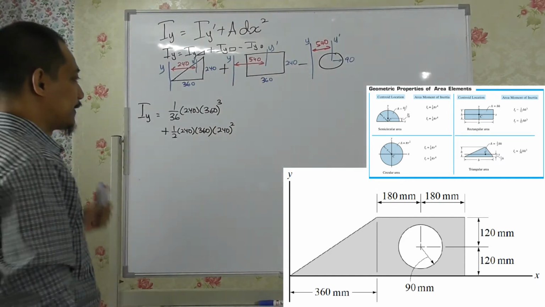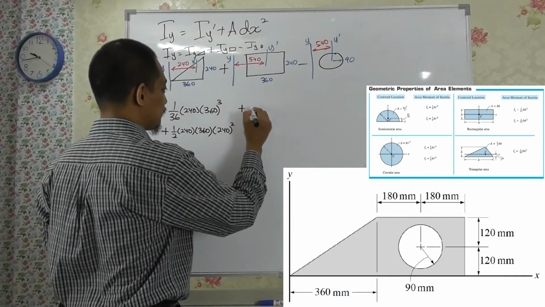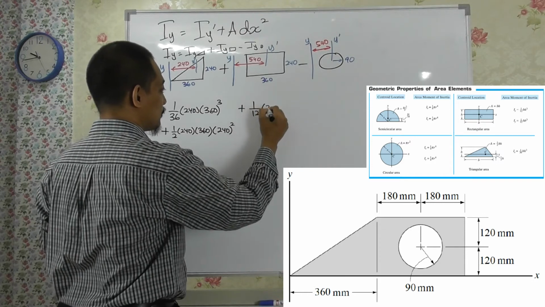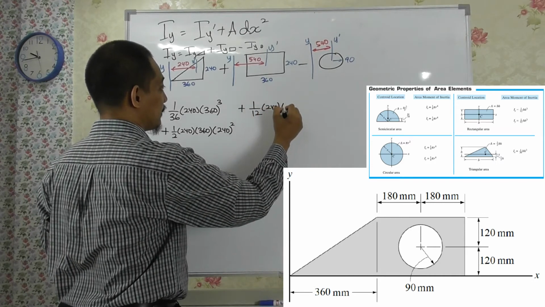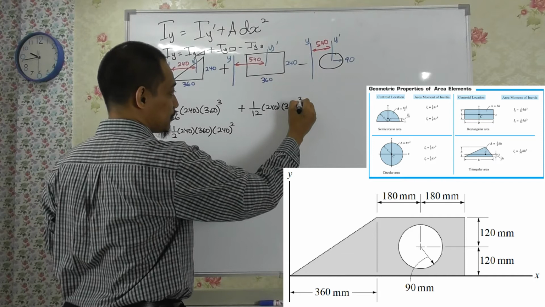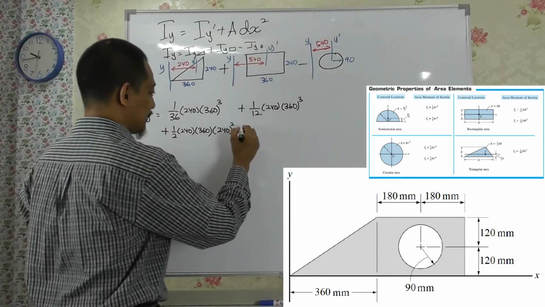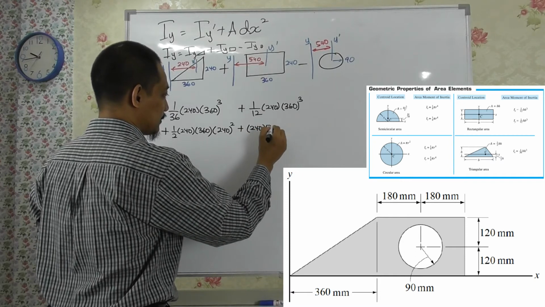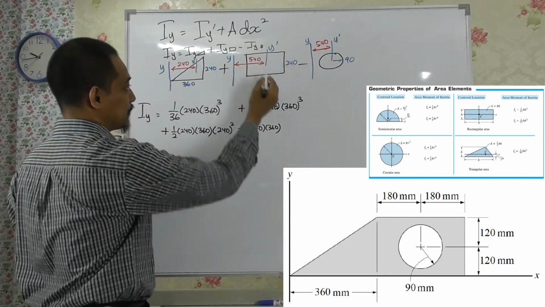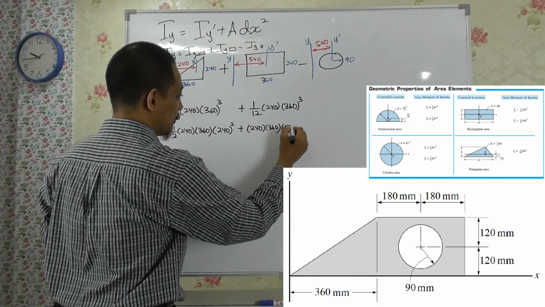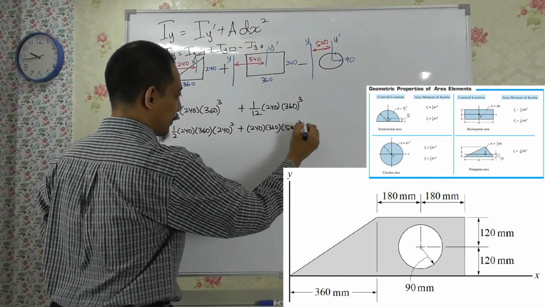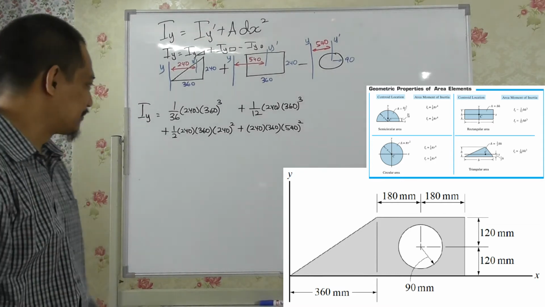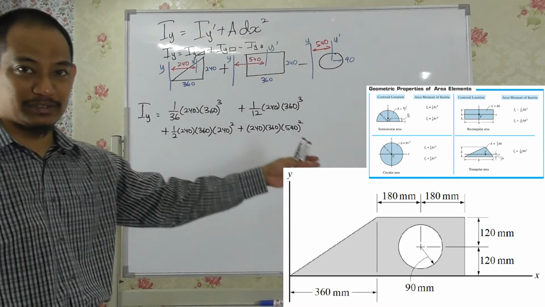For the rectangle, plus again 1/12 times 240 multiplied by 360 cubed, plus the area, 240 times 360, times dx squared, which is 540 squared. Hopefully you can see. I think my writing is becoming smaller because there's a lot to write here.